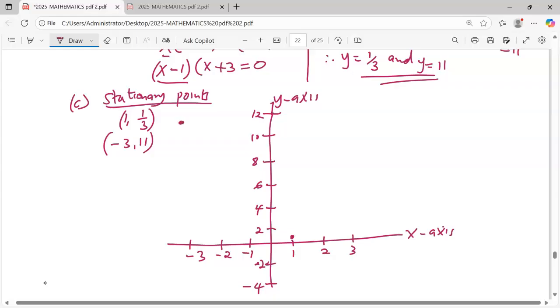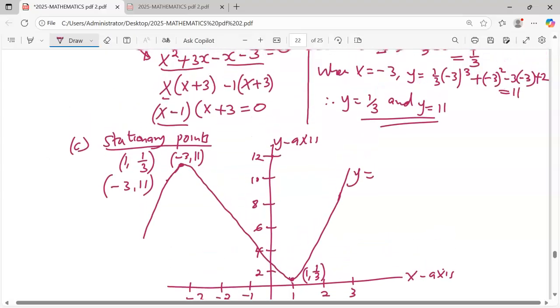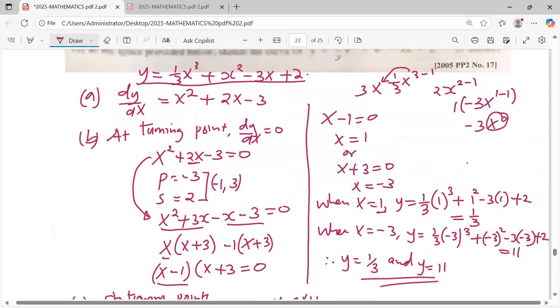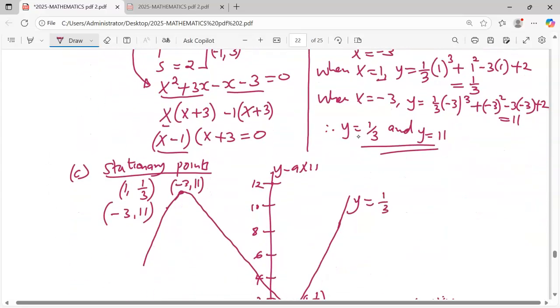That means this is the first turning point, and this is the second turning point. So we are only going to show the turning points of this particular curve this way. So we have -3, 11 at this point. We also have 1 and a third at this particular point. We can also give our curve a name. y equals a third x cubed plus x squared minus 3x plus 2.